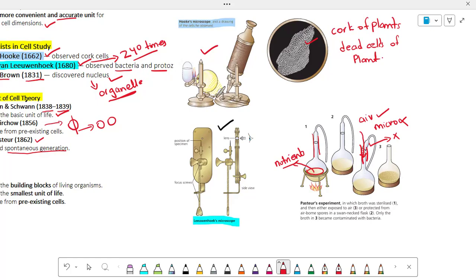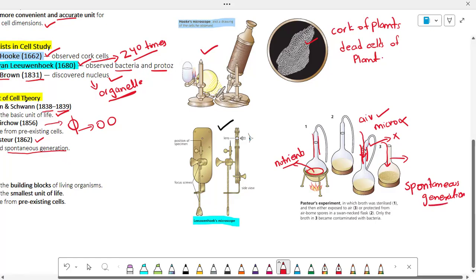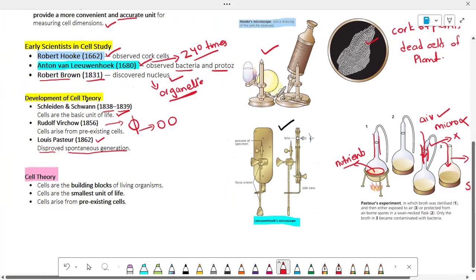Means if microorganisms entered the broth, new microorganisms formed, and he observed the growth of microorganisms. So by using this experiment, he showed that there is no such thing as spontaneous generation. He actually disproved this. This is the contribution of Louis Pasteur.